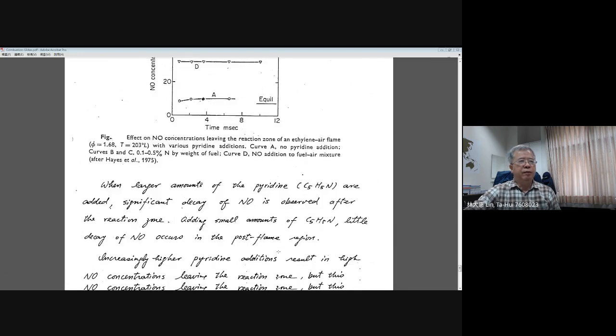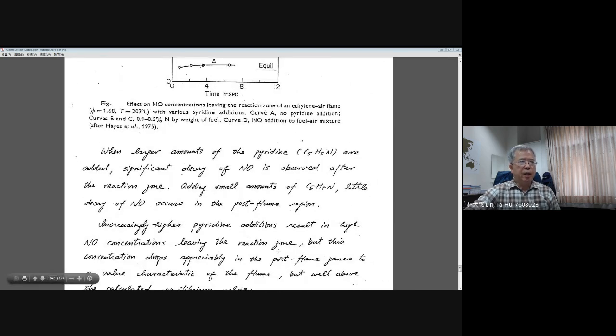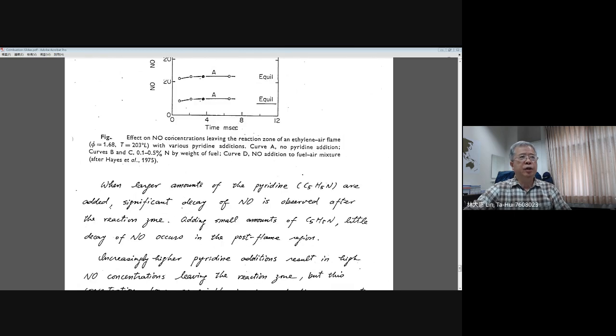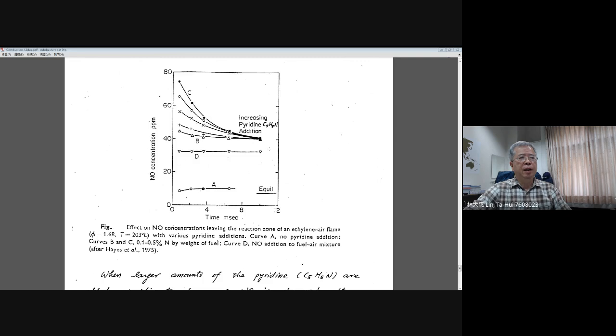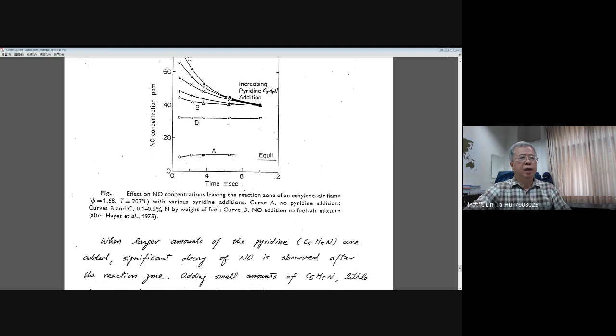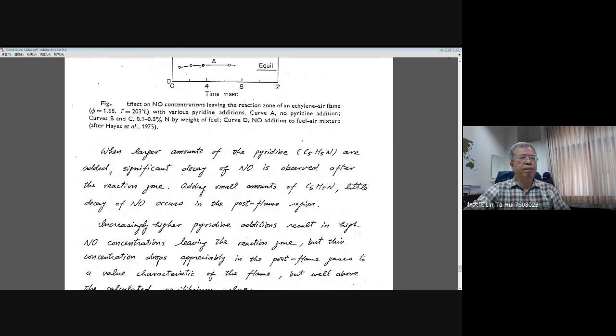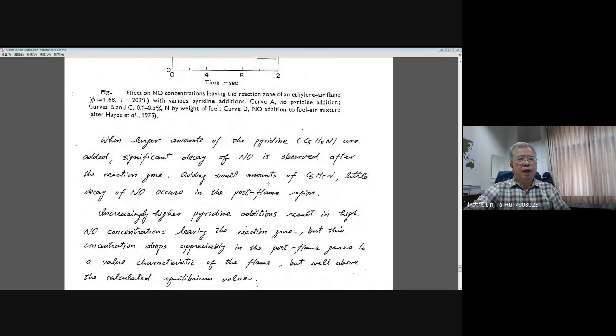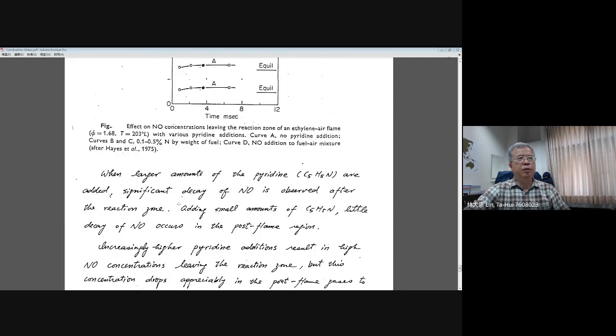Now you will figure out that when we have a larger amount of pyridine, a significant decay of nitrogen oxides is observed after the reaction zone. You can see they drop down. The horizontal axis represents the time scale. That means that when you go further downstream, the NO concentration is reduced. And when adding a small amount of pyridine, little decay of NO occurs in the post-flame regions.